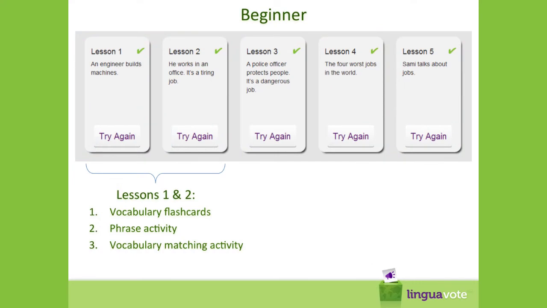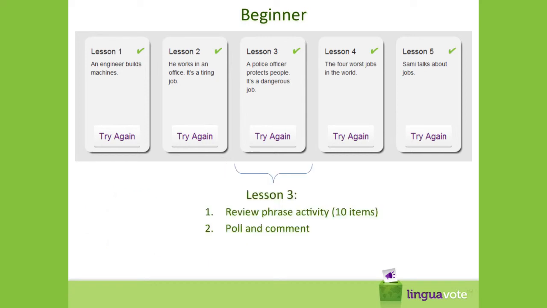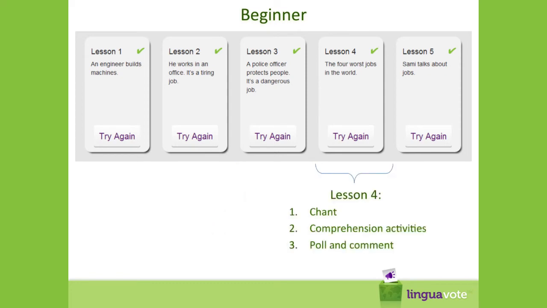The structure of the units at beginner level is slightly different because we are introducing fewer vocabulary items. At beginner level, new vocabulary items are introduced in lessons 1 and 2 only, and there are no polls in lessons 1 and 2. The beginner lesson 3 is always a review lesson, so there's one long phrase activity where students are tested on the vocabulary introduced in lessons 1 and 2, then a poll. Lessons 4 and 5 are structured in the same way as at the higher levels.